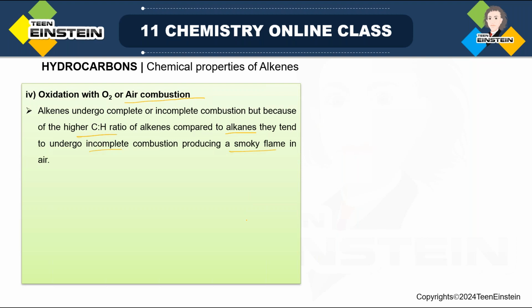We get it only when there is a chance of incomplete combustion, because when there is incomplete combustion, the product CO2 we do not obtain. Instead, carbon can be obtained. Carbon is the source of soot formation, which creates this type of smoky flame. So if the flame is smoky, that is sooty, in nature, then it can indicate incomplete combustion. Okay.